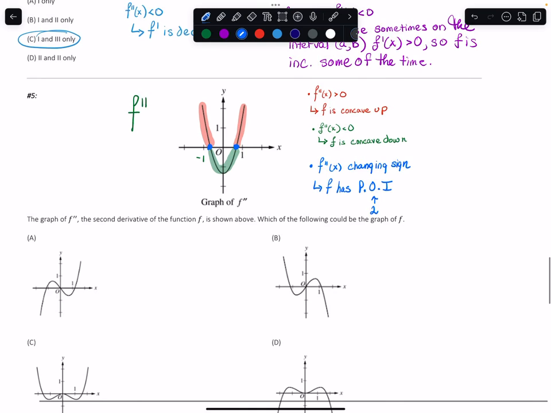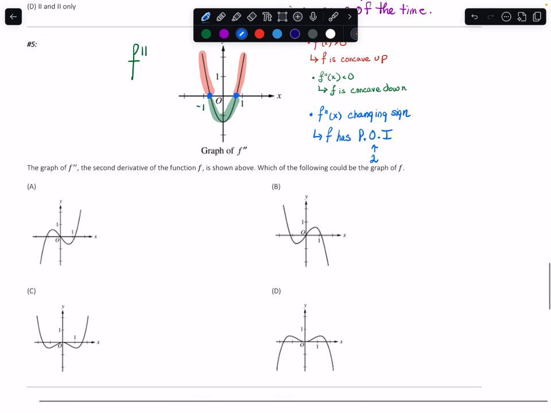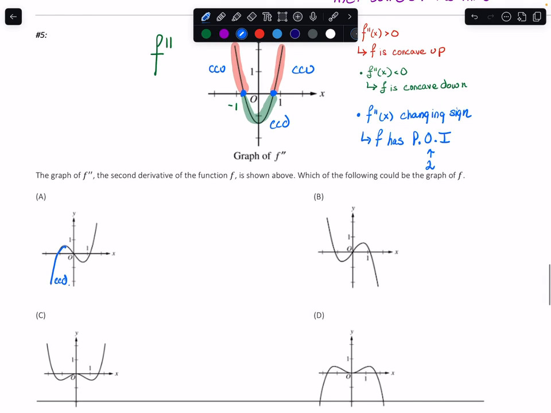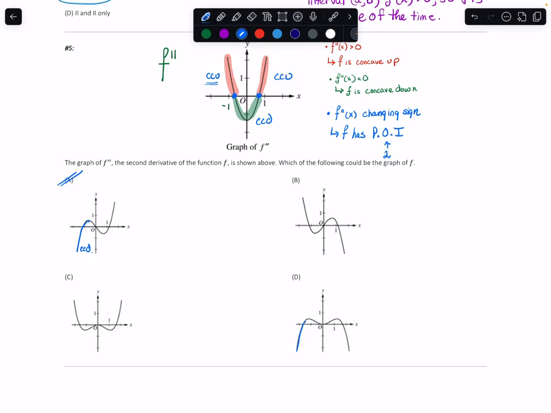So from that analysis, and I get that having colors is helpful, but you could still do it without it, I'm looking for the graph essentially to go from concave up to concave down to concave up. So I can eliminate choices pretty easily. Look, the first portion of this graph here, that's CCD. It's supposed to be CCU, concave up. That's done. Also in D, same thing, the graph starts off by being CCD, concave down.